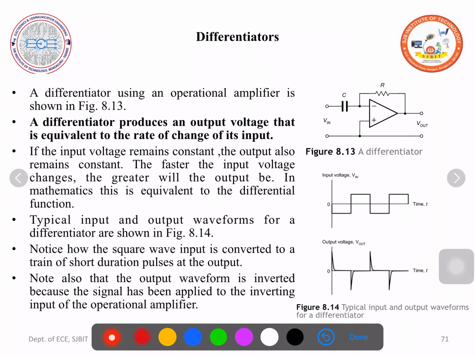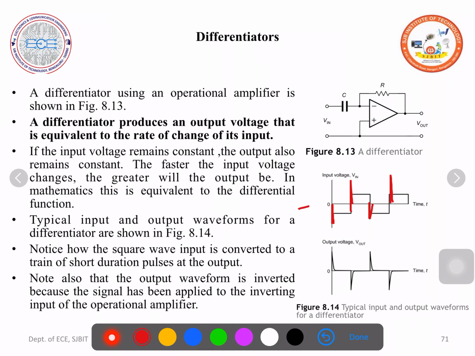Now, here the voltage changes from 0 to negative. Here we will get a spike, a negative spike. What we understand is negative spike. Here it is changing, voltage changing from negative to positive, so positive spike. Here negative spike, here positive spike, something like this.